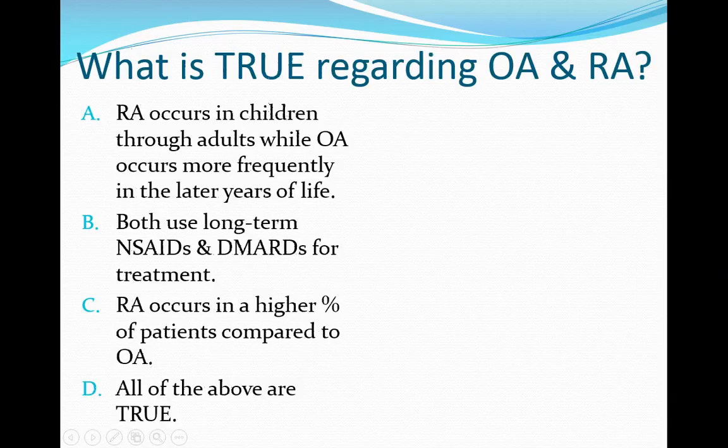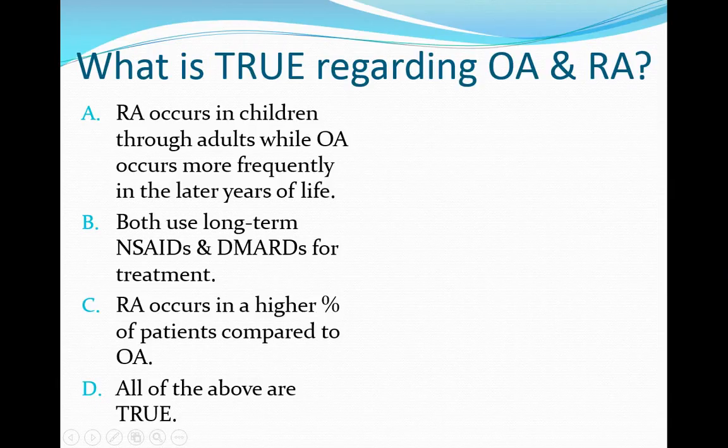So, this first question is, the primary thing is we never use long-term therapy of NSAIDs. So choice B is incorrect because we're going to use NSAIDs only to relieve pain, and we'll use those intermittently. OA occurs in a higher number of patients compared to RA. OA is much more common than RA.